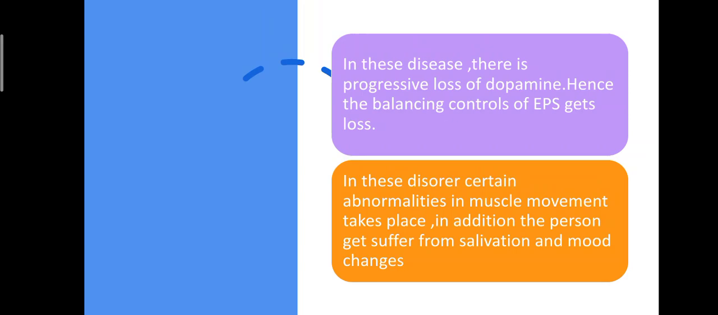In this disorder, certain abnormalities in muscle movement takes place. In addition, the person gets suffered from salivation and mood changes. And how to control Parkinsonism?